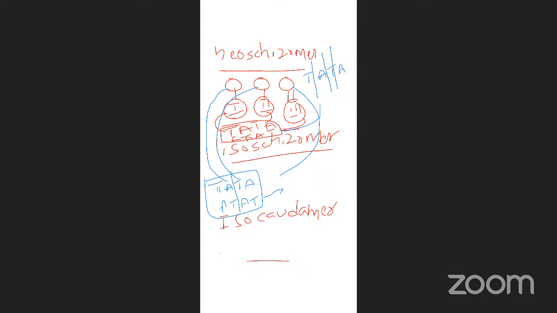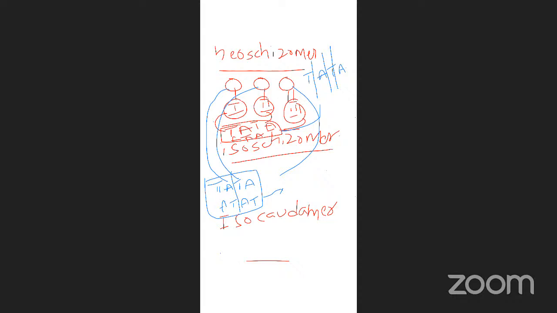Have you got it? Yes, sir. What happened in neoschizomer? Means separately it will get cleavage. Can you give a simple sentence answer: difference between neoschizomer and isoschizomer? Means in neoschizomer singly it will get cleaved, in isoschizomer jointly. No. Isoschizomer, neoschizomer, both are different strains.